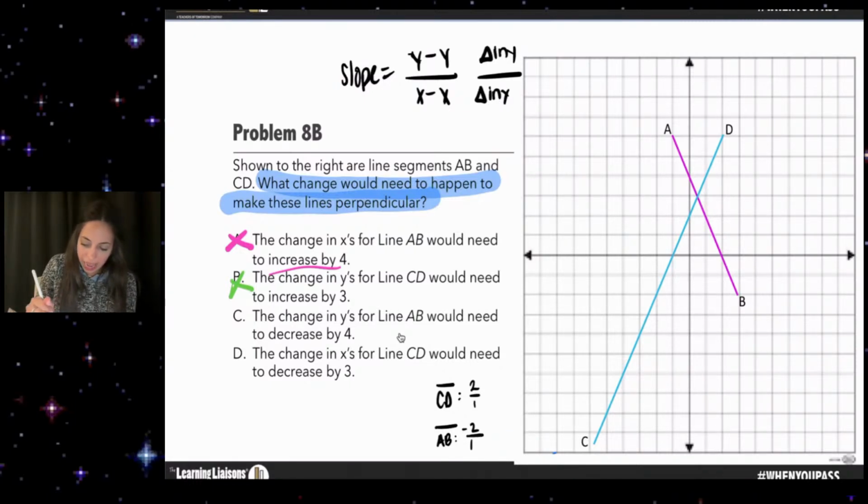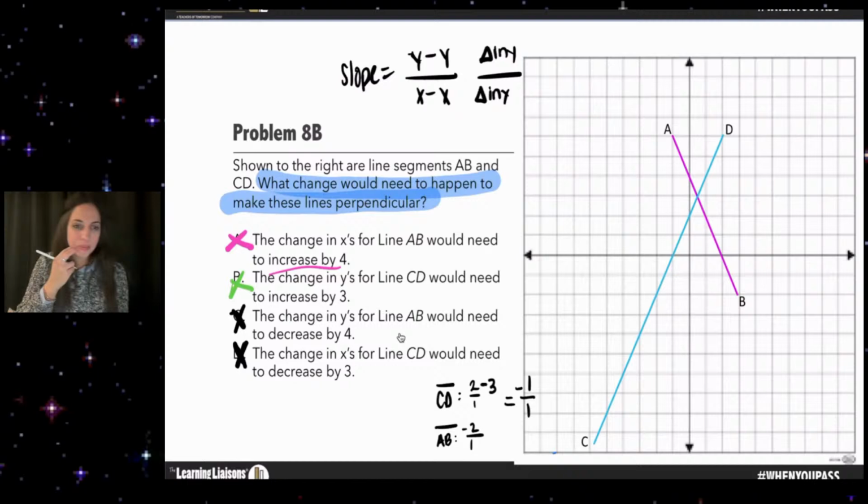The change in x for line CD would need to decrease by 3. 2 minus 3 is negative 1 over 1. Awesome. So none of these worked. I changed this problem today. So let's see what would work. Negative 1 over 1.